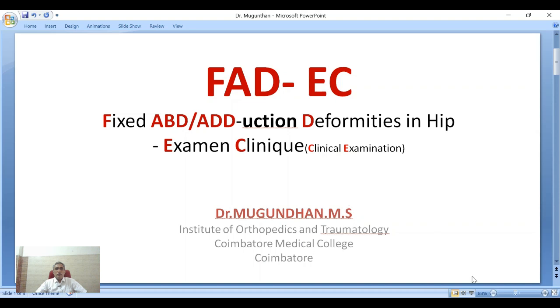Dear students, Vanakkam. We notice some of the students finding it difficult to understand what is a fixed abduction or adduction deformity in the hip, and they tend to forget things and find it difficult to express themselves in the examination. So we thought of devising a new tool so that the fixed abduction deformities in the hip can be explained easily and the students can understand in a better manner so that they can remember forever. Let's go to the tool.